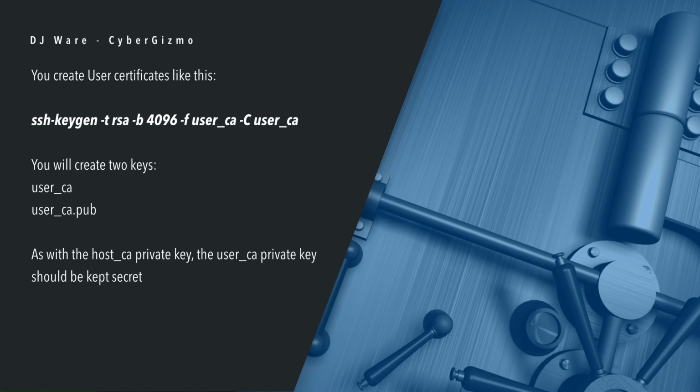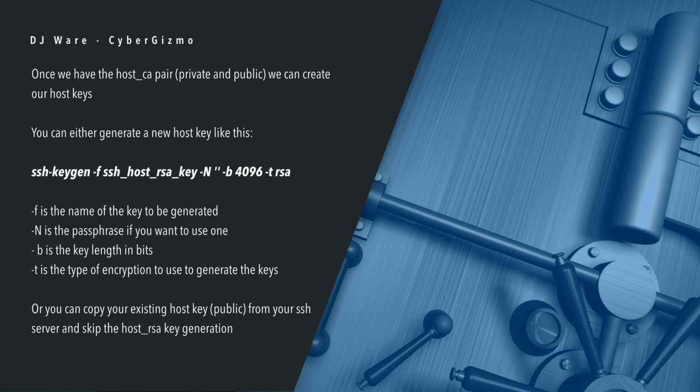So you can create user certificates using the same mechanism you use to create the host certificates. You pass it the -t, giving it the cryptographic method, the -b, the key strength or key length in bits, -f is the file, and then a -C is a comment, again, to identify it later on. Again, the private key of the user should be kept secret. Don't let it out. So once we have the host CA pair, the private and the public, we can create our host keys from that.